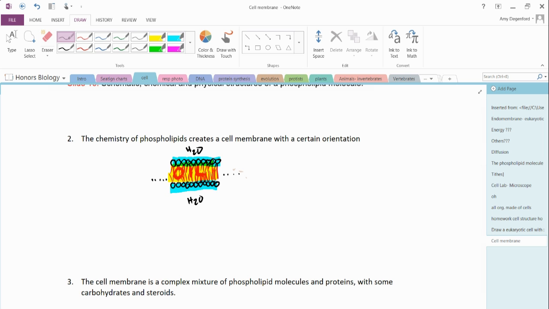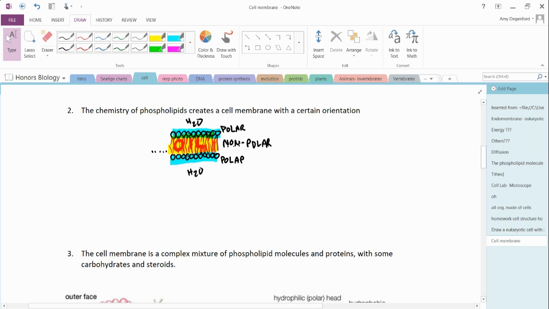And then on the outside, we have our non-polar. I'm sorry, outside would be polar. And then the inside is non-polar. Now, this is something that's very important. We're going to practice this, and we're going to make sure we understand the right orientation. All right, so now on to the next one.